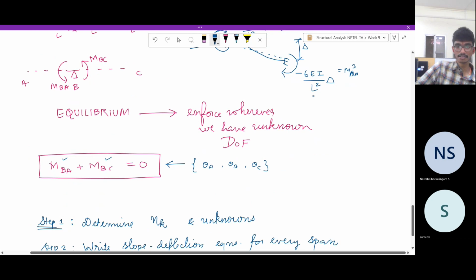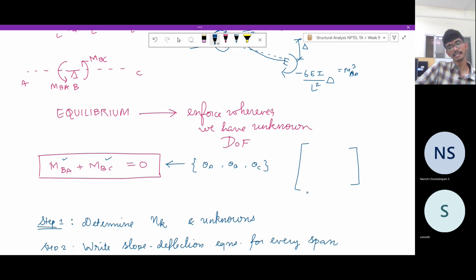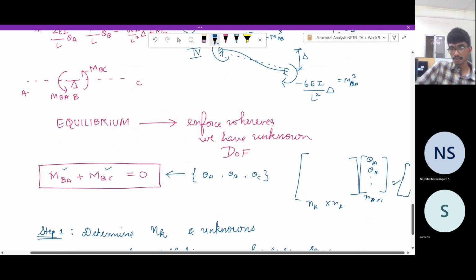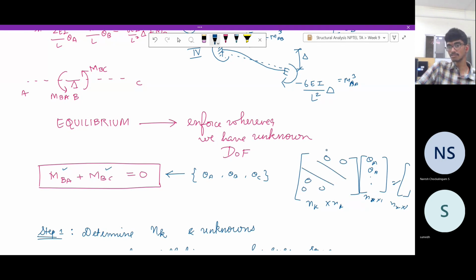So the system of linear equations that we get will be very sparse. We'll get NK cross NK, with theta A, theta B, and so on, which is NK cross 1, equal to another vector, which is NK cross 1. But in this system, there will be a lot of zeros. It will be a very sparse matrix, with a lot of zeros. So this is also computationally beneficial.